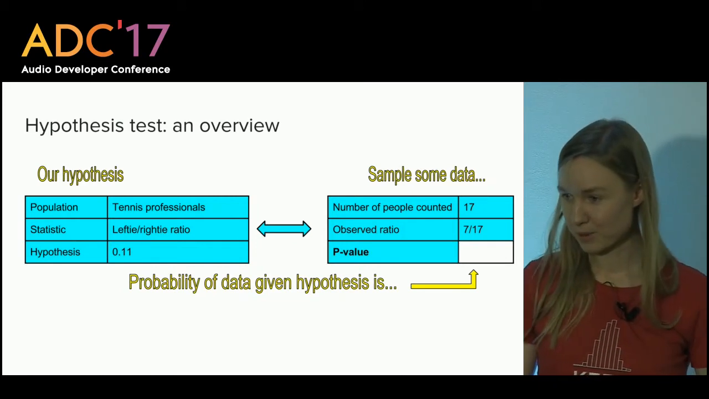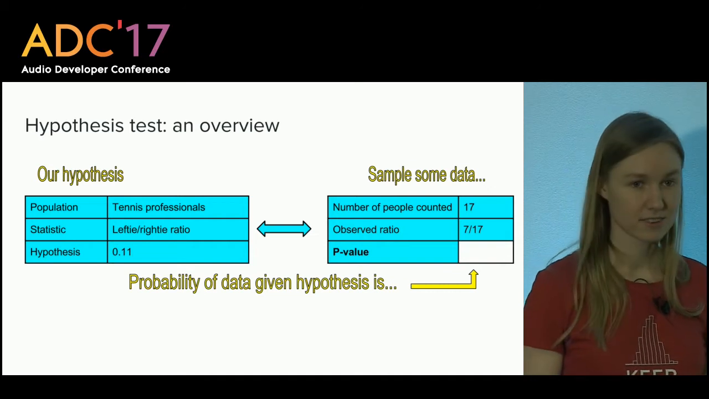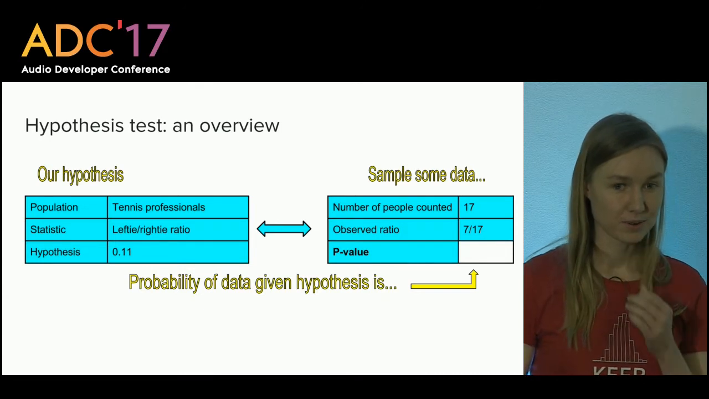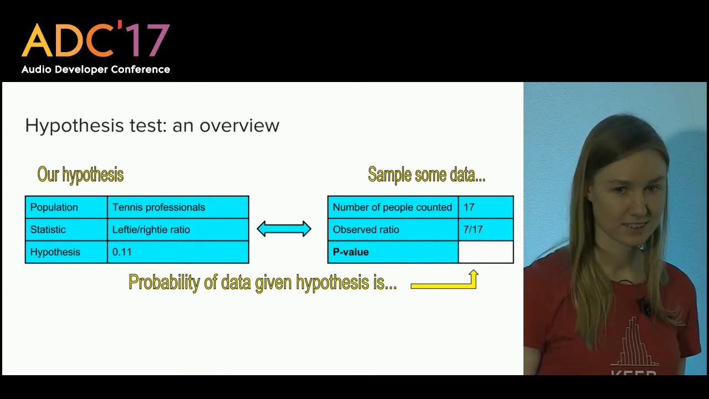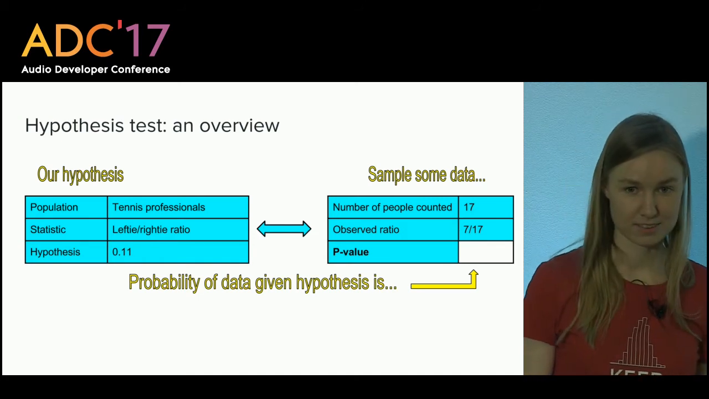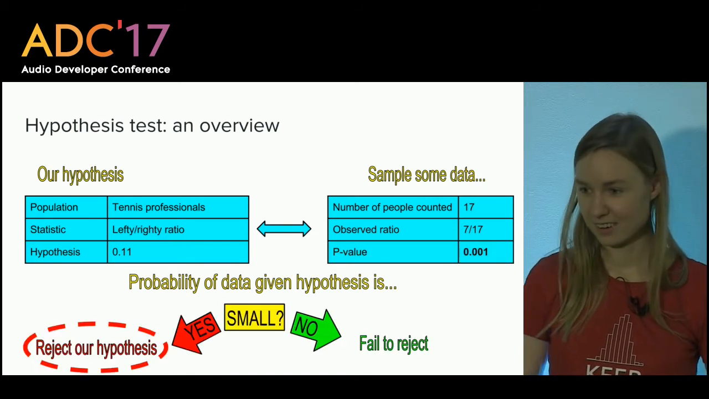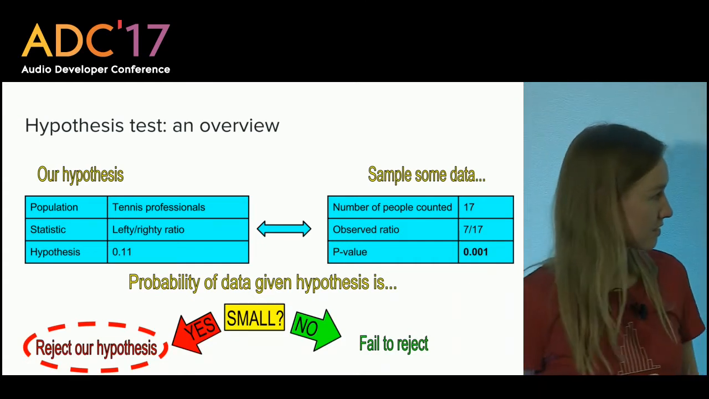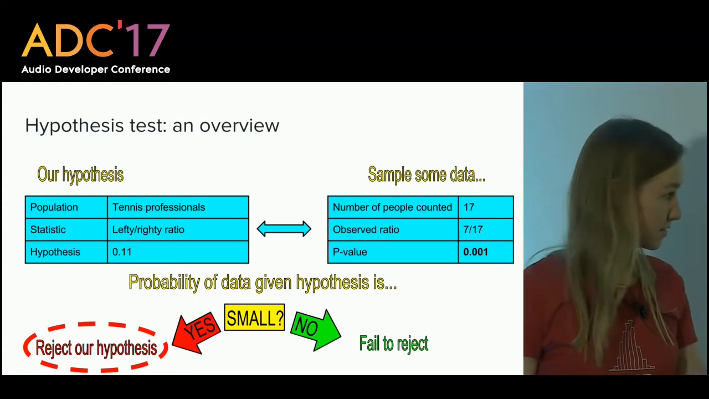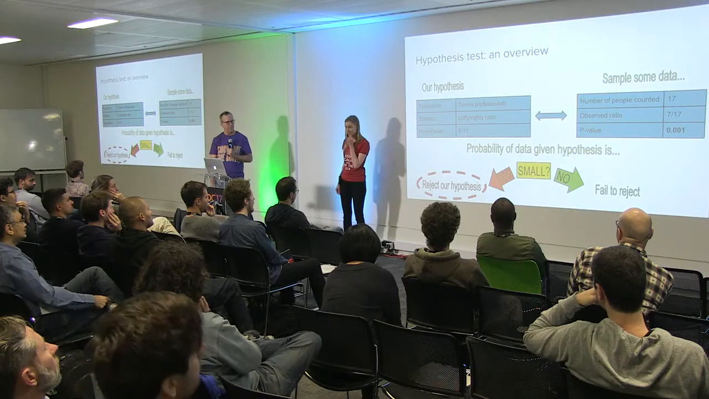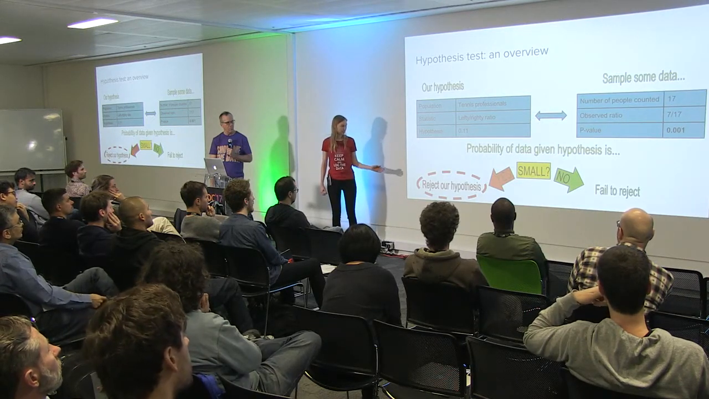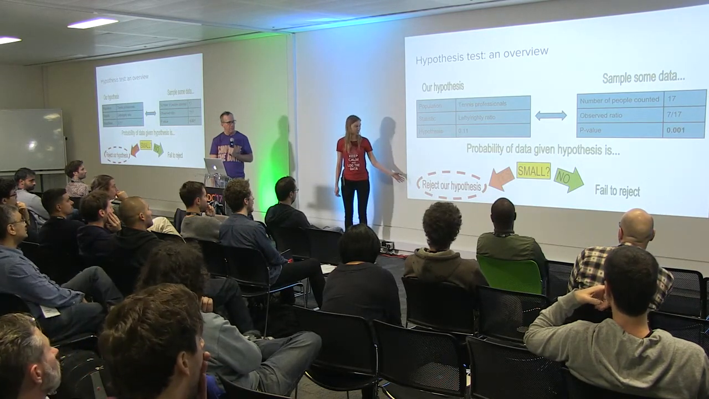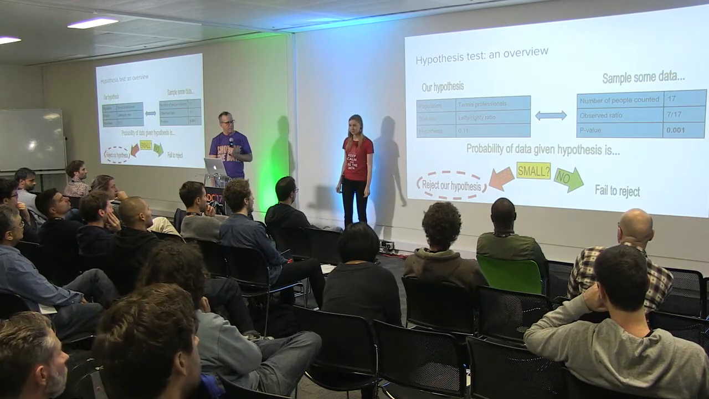So now we look at 17 people, and we observe that 7 of these were left-handed. And so what we need to calculate is the probability of observing the data we collected if our initial hypothesis is true. And that gives us the p-value, a somewhat infamous term, but it's still useful sometimes. In this case, using just a binomial statistical test, we get a very small probability of this being true. So we can say that, given that our data is very different from our hypothesis, we reject our hypothesis. So probably the percentage is much larger than 11%.